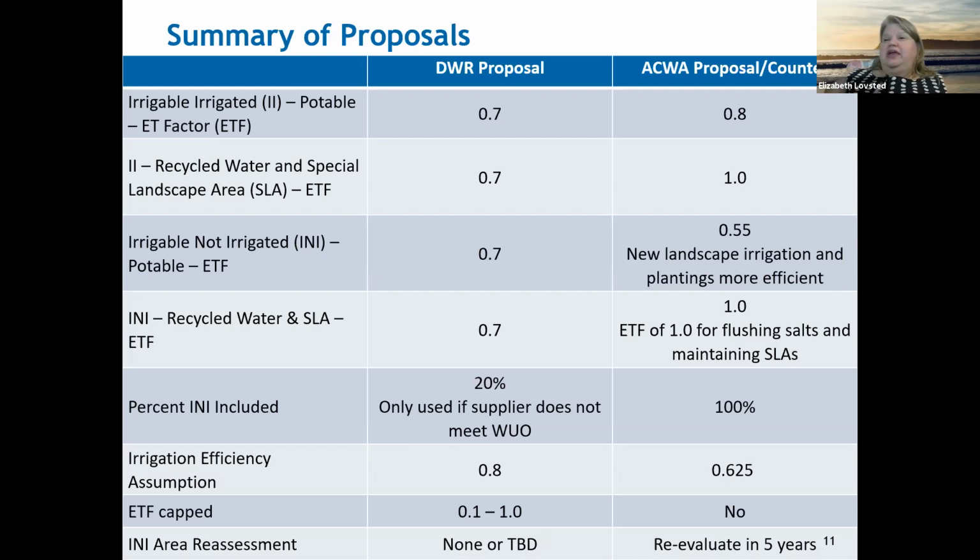So we propose that 100% of the irrigable area be included, and that if for some reason the irrigable area for an agency is too high, these things should be looked at every 5 years or so. And then we assume that irrigation efficiency, and we've looked at several different reports and studies, and an average irrigation efficiency assumption is 0.6 and not that 0.8 that DWR is doing. Next slide, please.